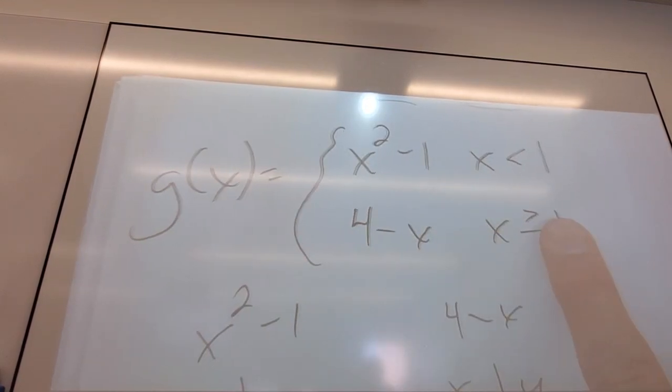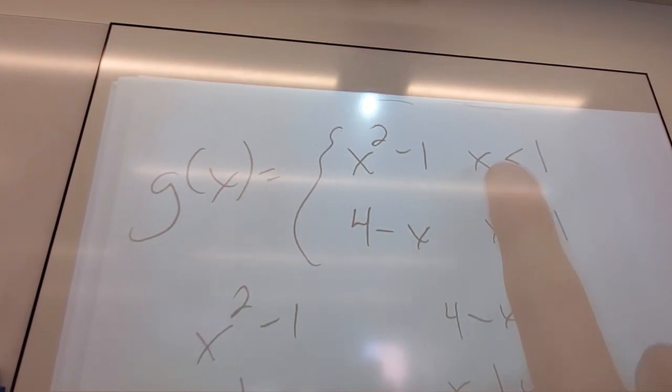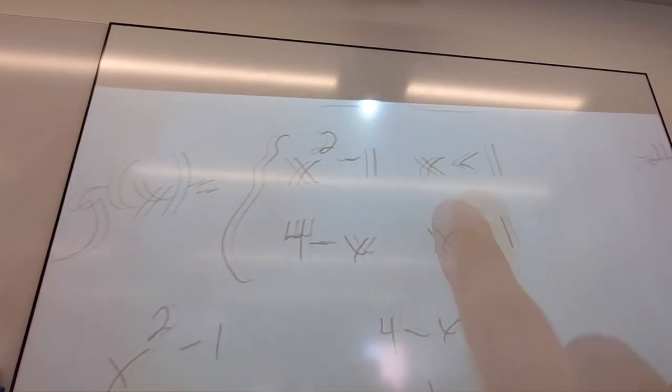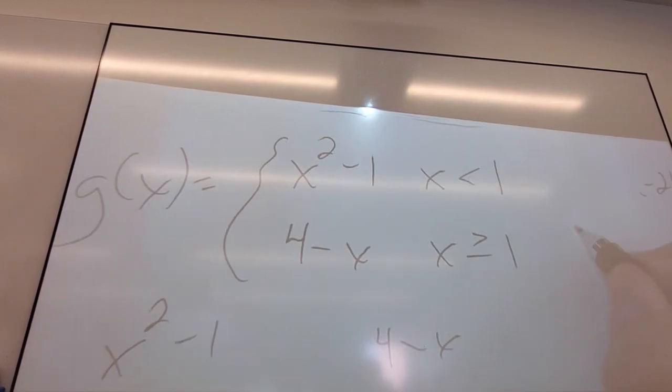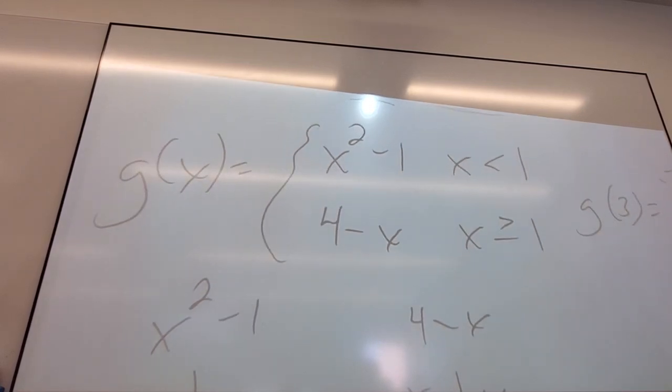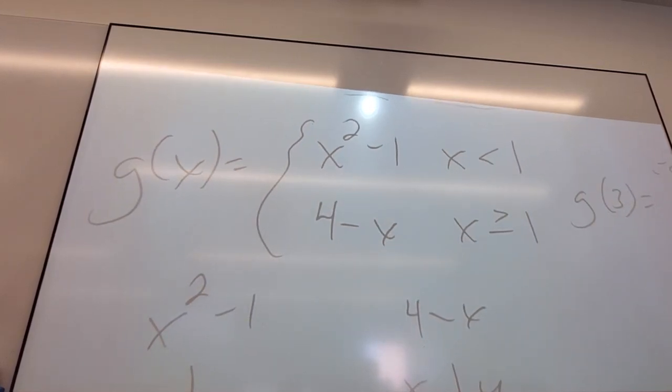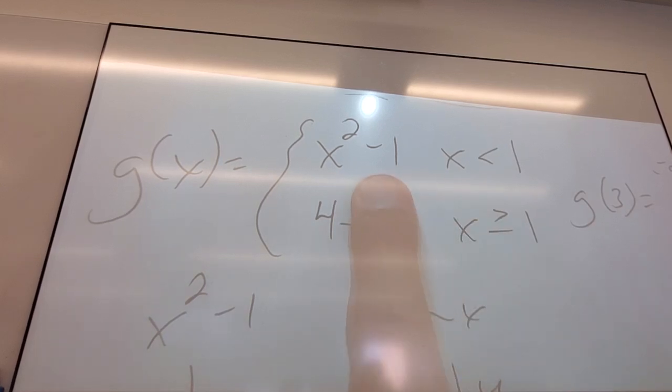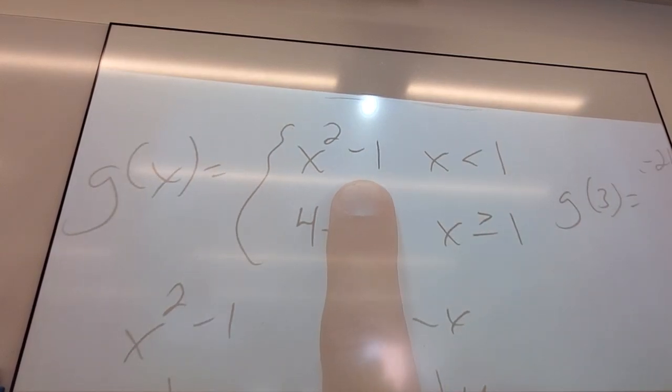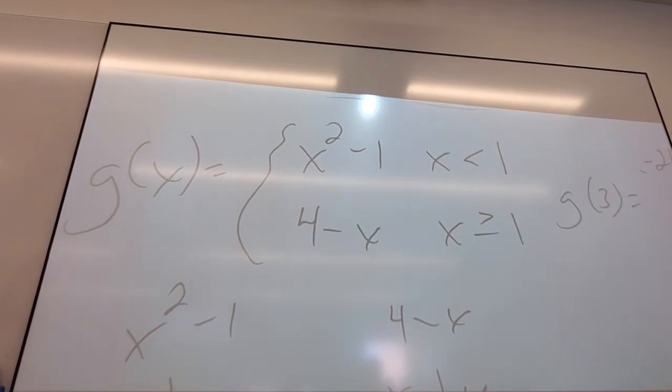So this is the problem I'm given. I can only use inputs for this one that are less than 1. So let me ask you a more direct question. Can somebody tell me what g of 3 is? Why is it not 8? Because the input's bigger than 1. I can only use this if it's less than 1. Okay, good. You guys with me? So if the input's bigger than or equal to 1, I use this. If it's less than 1, I use that.